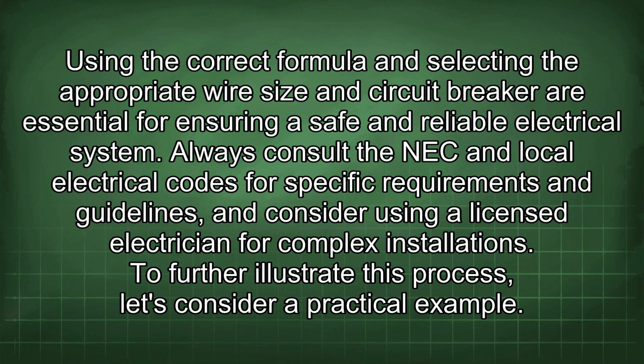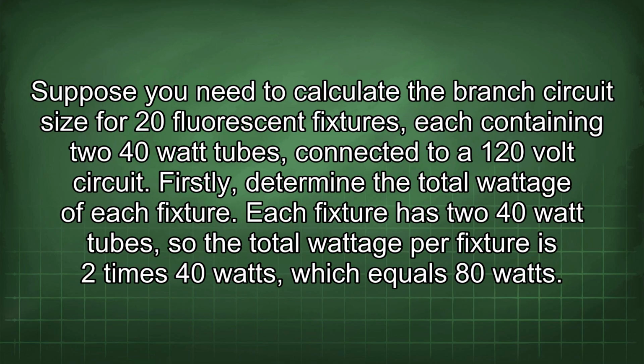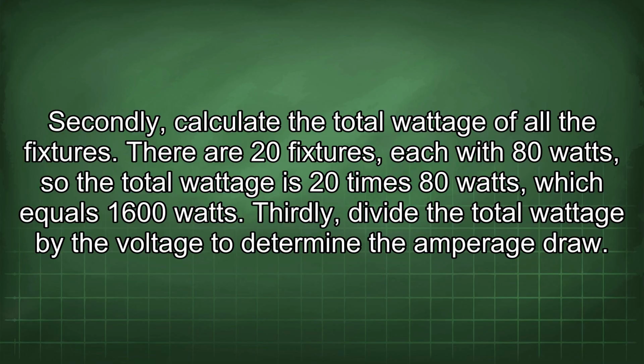To further illustrate this process, let's consider a practical example. Suppose you need to calculate the branch circuit size for 20 fluorescent fixtures, each containing two 40-watt tubes connected to a 120-volt circuit. Firstly, determine the total wattage of each fixture. Each fixture has two 40-watt tubes, so the total wattage per fixture is 2 times 40 watts, which equals 80 watts.